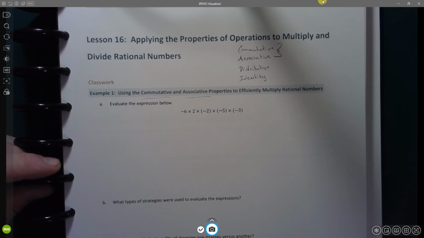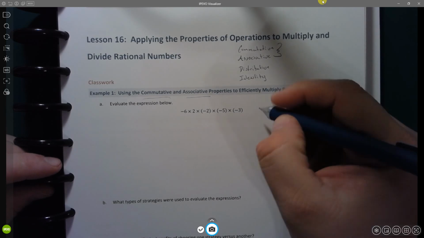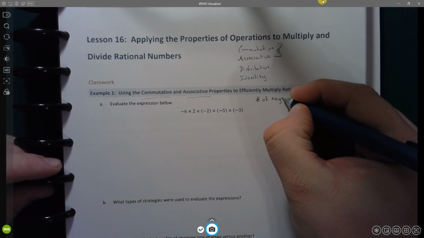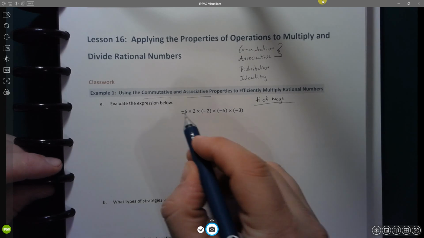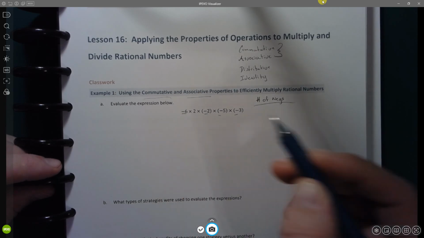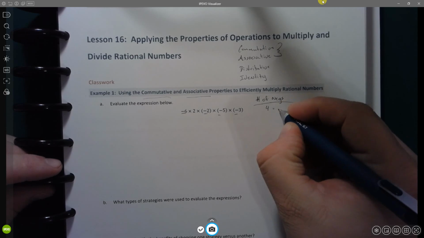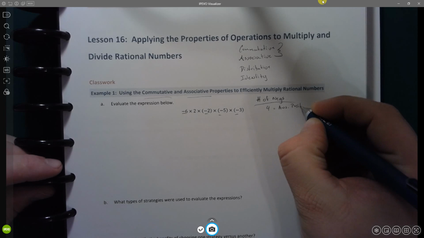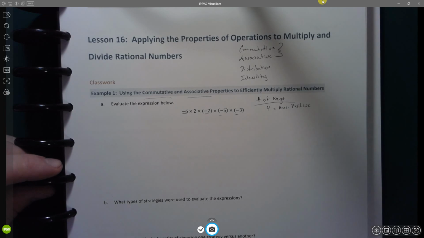Well, the first thing I'm going to do, and the first thing you should do, is go ahead and count the number of negatives. 1, 2, 3, 4. There are 4 negatives, which means my answer should be positive. If you remember that, your answer should be positive because 4 negatives is even. An even number of negatives gives me a positive answer.